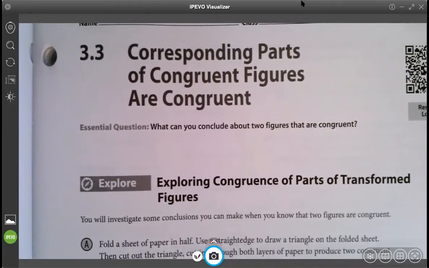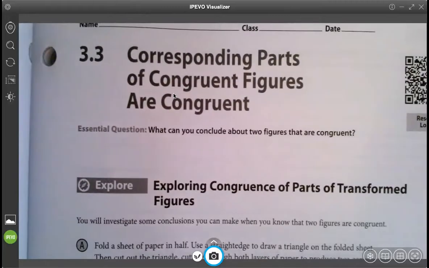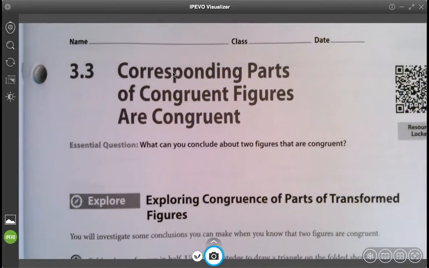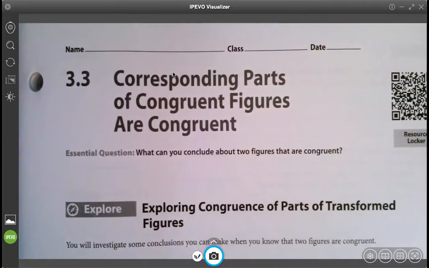Okay, so we are taking notes. We're on page 139. If you are at home, pause your video till you get to 139. You'll probably want a color or two. This is not one of those assignments or lessons that is going to be really, really colorful, but it could help. At the top of page 139, you'll see that we have this big long title for the chapter, Corresponding Parts of Congruent Figures are Congruent.